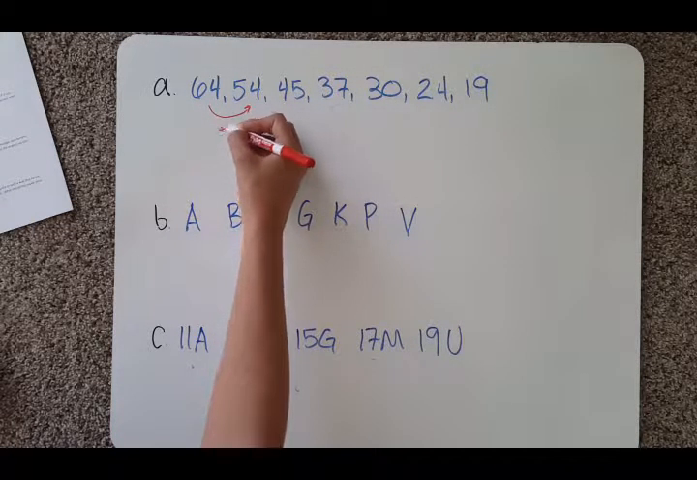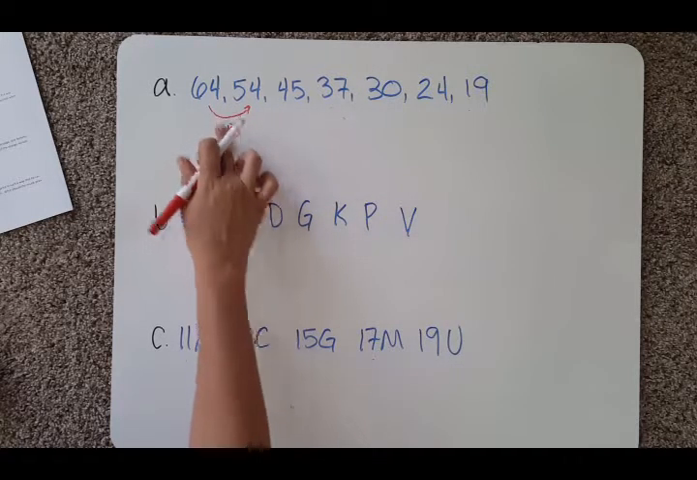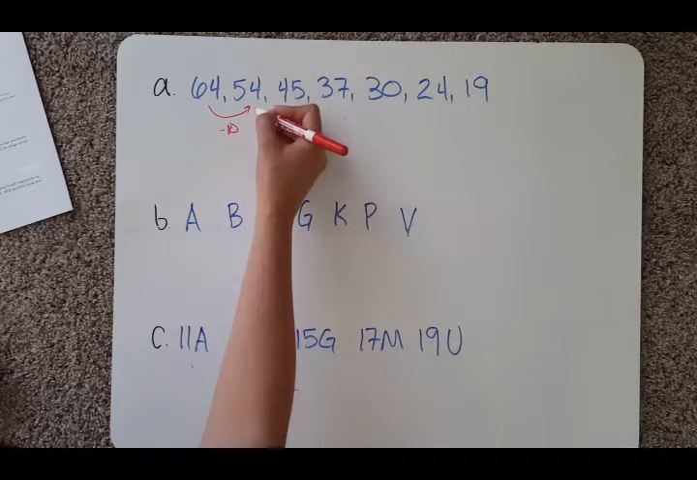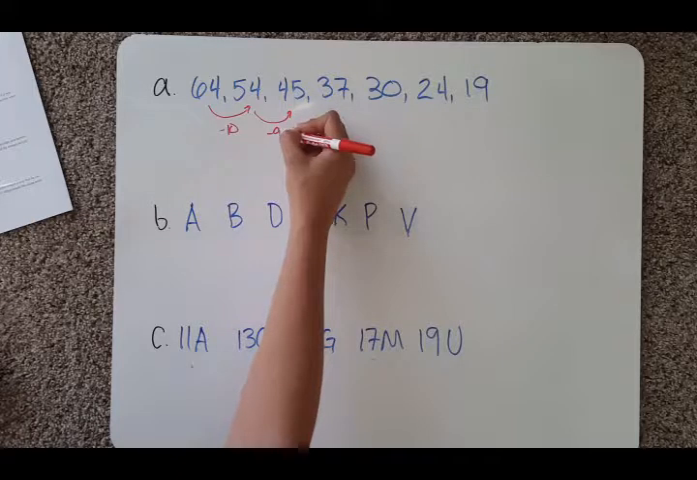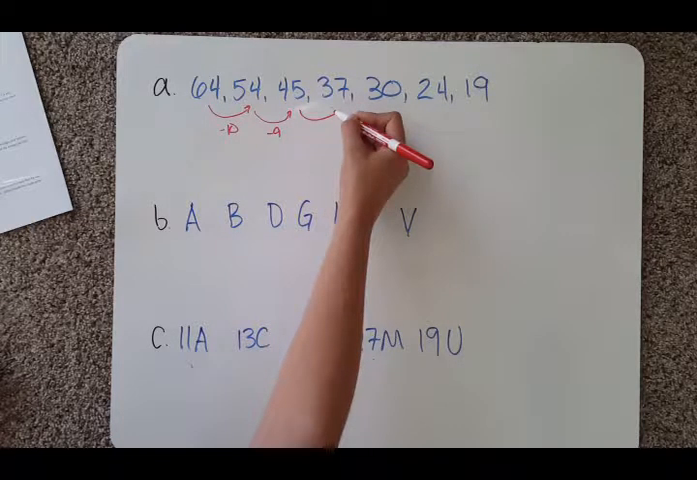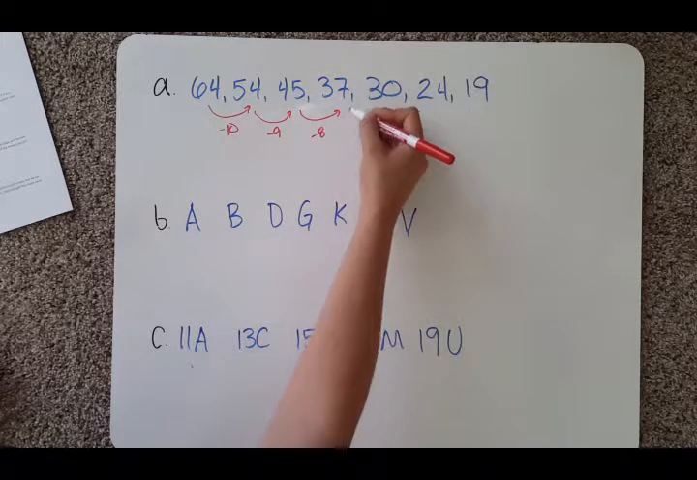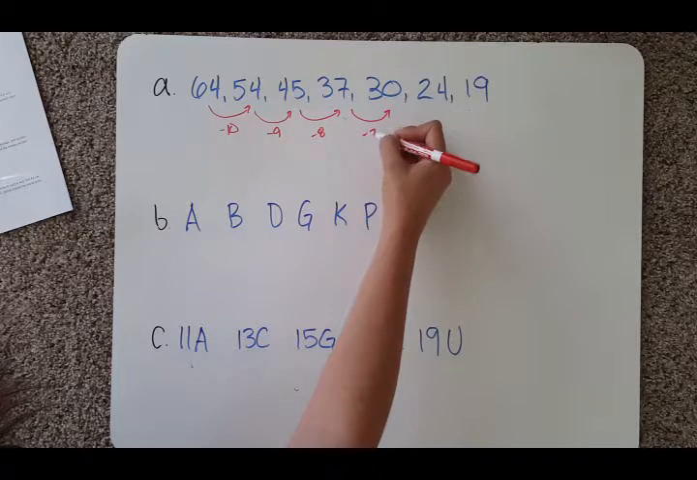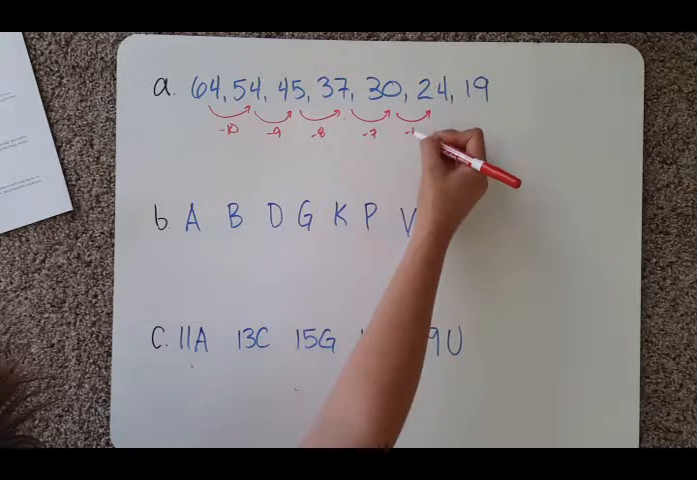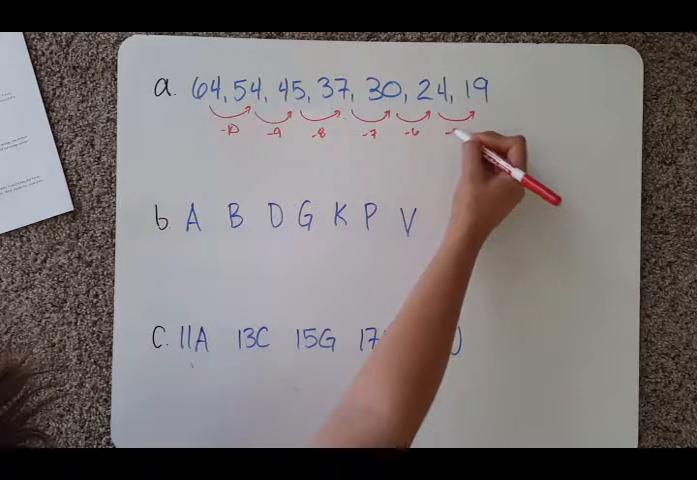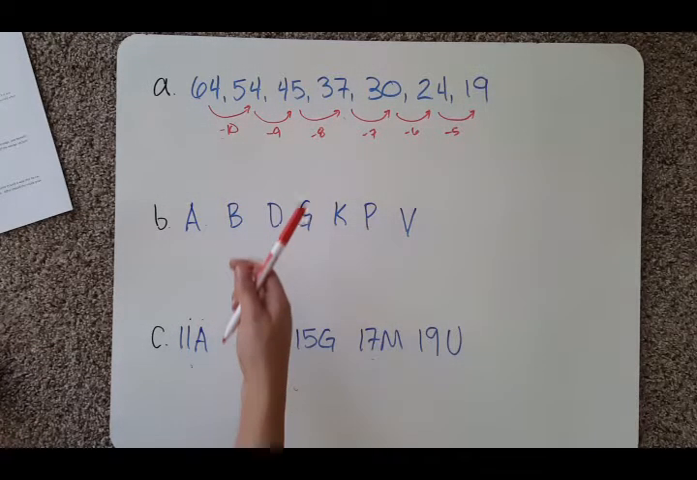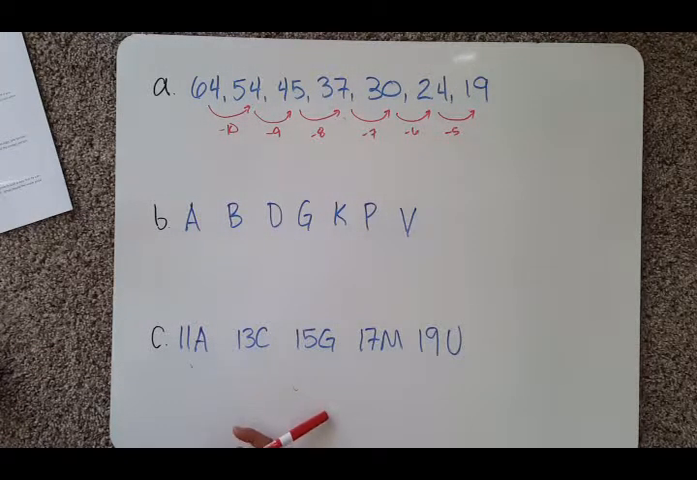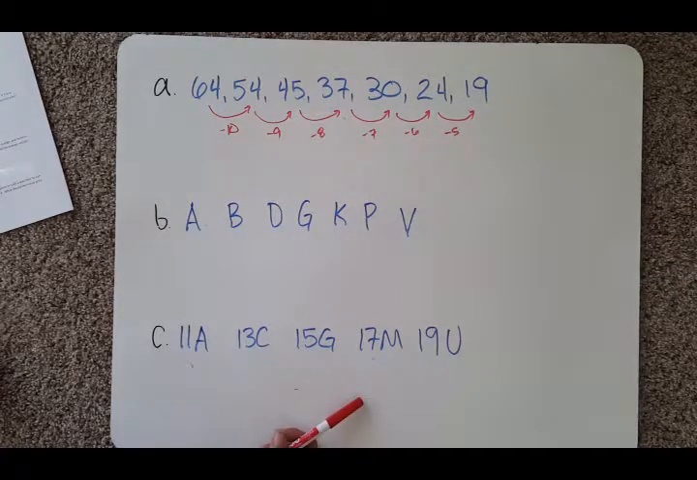So this one, it went down by 10. And then you go down by 9 for this set, down by 8, down by 7, and then the pattern continues on. So if you were to describe this pattern, you could say that it decreases by 1 less than the previous one each time. And then you could keep writing it out if you wanted.